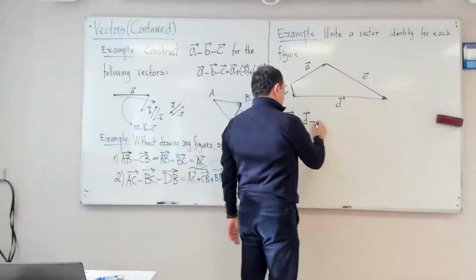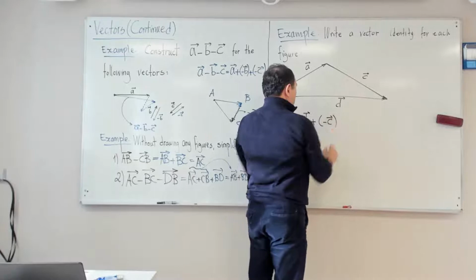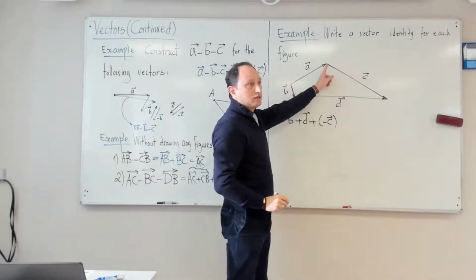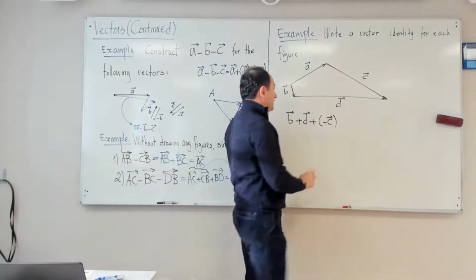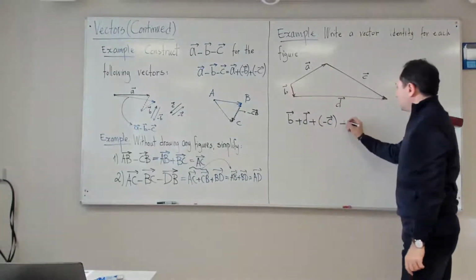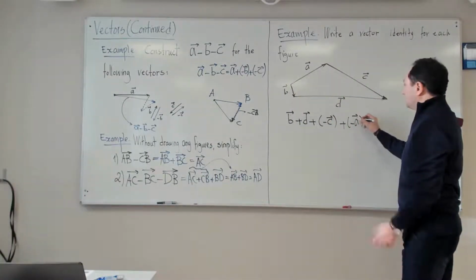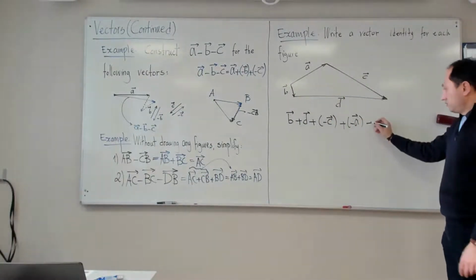Negative C, exactly. So then plus negative C, I am here. Then I am done and I go to bed. So what is this one then? Plus negative A. What is the total displacement now? 0 vector. Thank you.